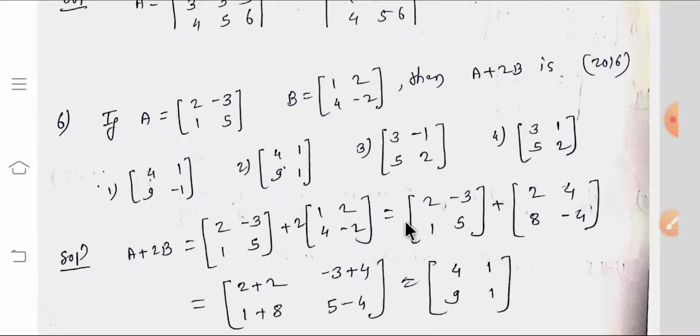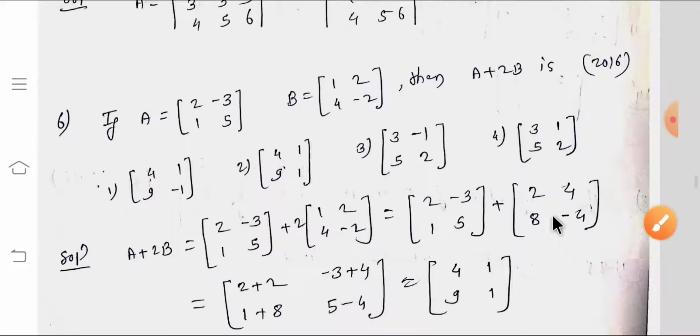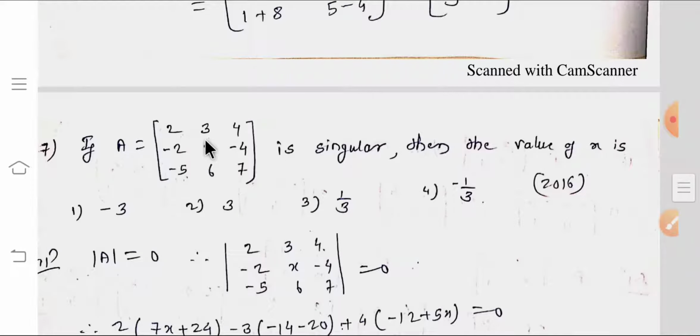A is [2 -3; 1 5]. Directly we write 2B by multiplying each element by 2, that is [2 4; 8 -4]. Then adding the corresponding elements: 2 plus 2 is 4, -3 plus 4 is 1, 1 plus 8 is 9, 5 minus 4 is 1. So we get [4 1; 9 1]. Which option is it? It is option 2, so option 2 is the correct option, hence the solution.